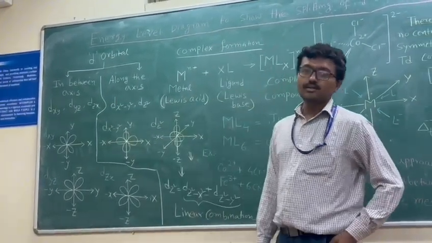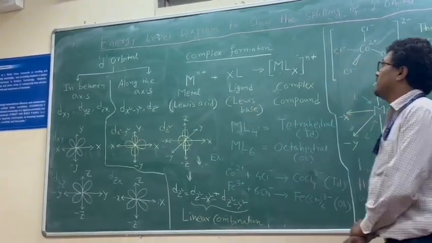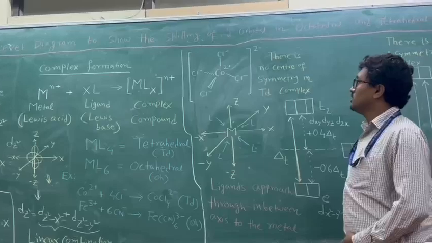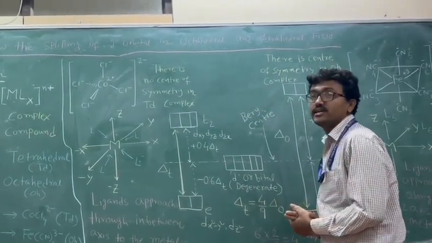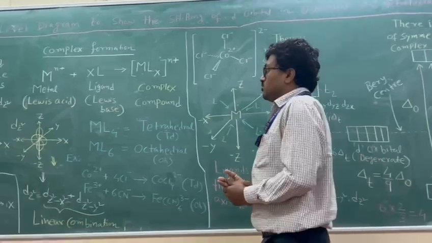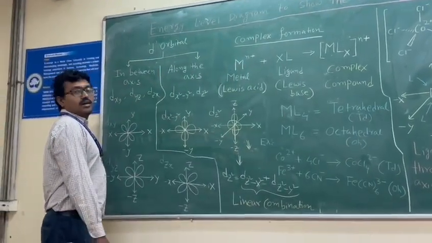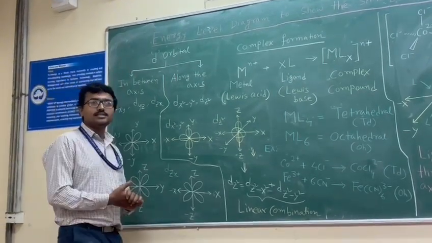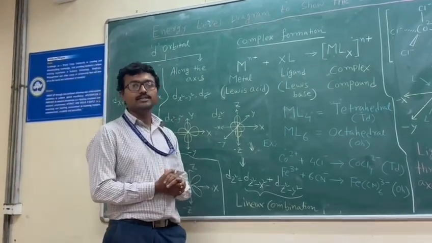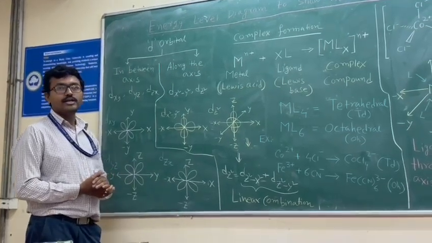Hello everyone. I will tell you today the energy level diagram to show the splitting of the d orbital in octahedral and tetrahedral field. So first we have to know what is d orbital. D orbital, first of all, orbital means the space where electron can be present. The three-dimensional space around atom where electrons can be present.